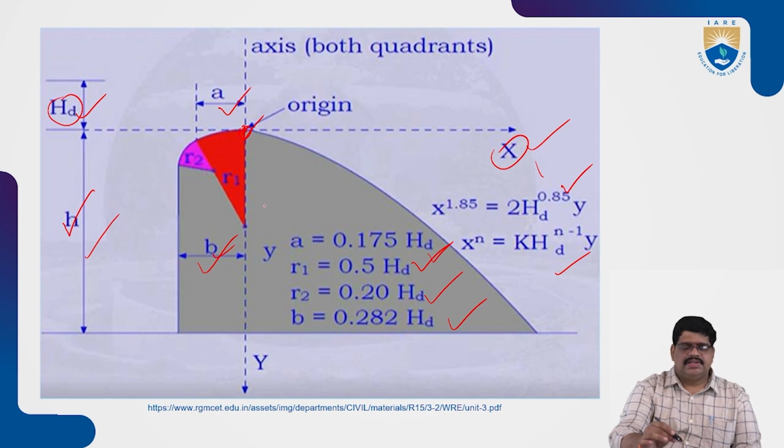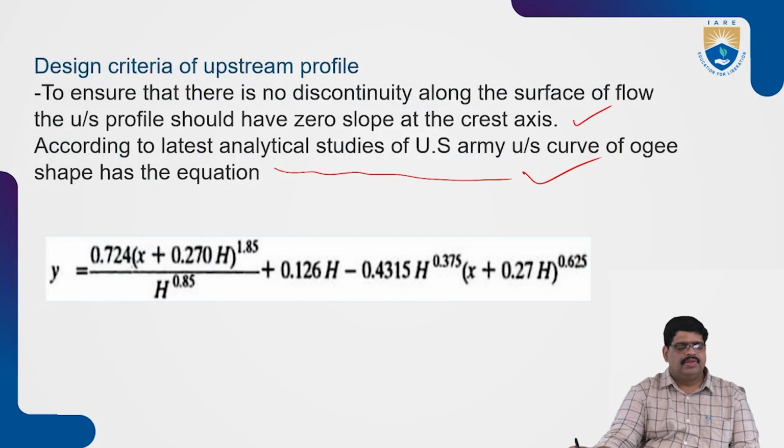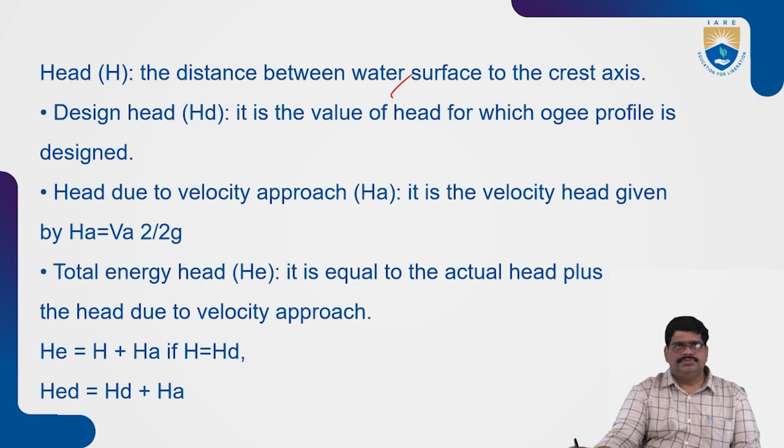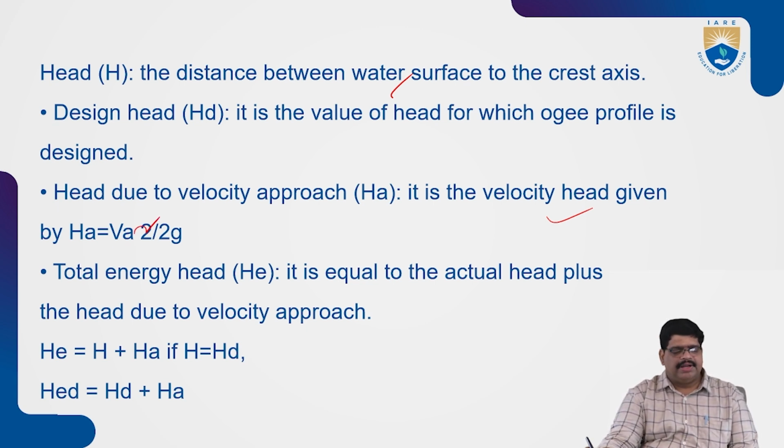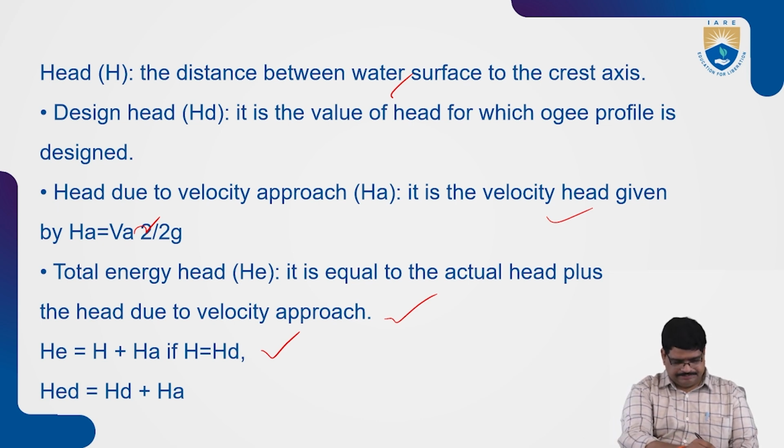So B is equal to base width, A is equal to the given top width. The design head: the head due to the velocity of approach, Ha, is given by Ha is equal to Va squared by 2g. The total head is the actual head plus the head due to the velocity of approach. He is equal to H plus Ha. If H is equal to Hd, then He is equal to Hd plus Ha.